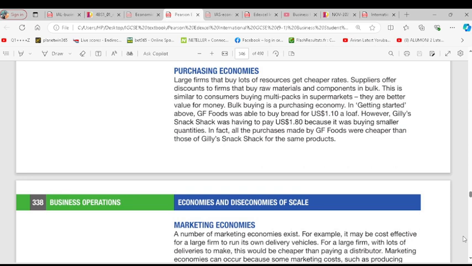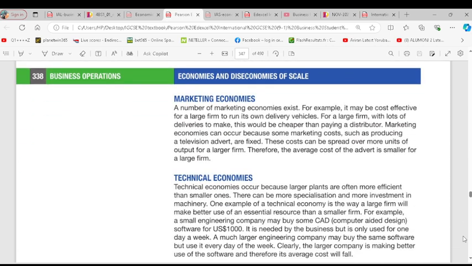Okay, good. Clear. That's one reason for purchasing economies of scale. The second one, marketing economies of scale. A number of marketing economies exist. For example, it may be cost effective for a large firm to run its own delivery vehicles. For a large firm with lots of deliveries to make, this would be cheaper than paying a distributor.